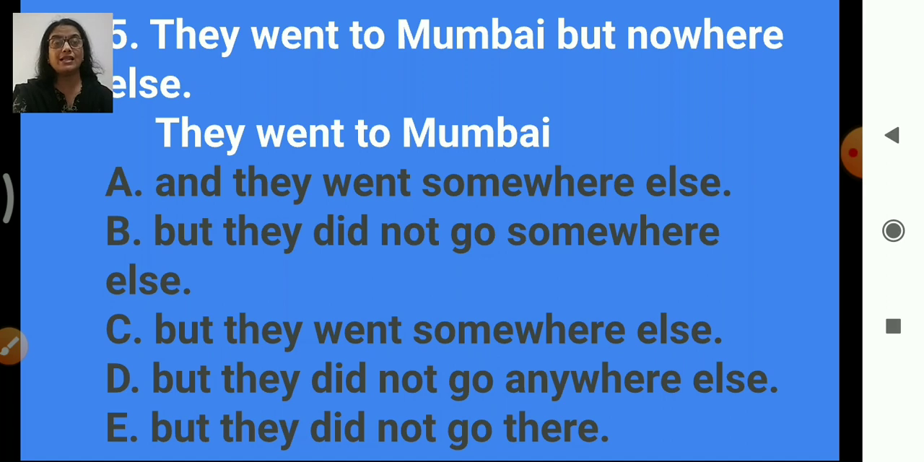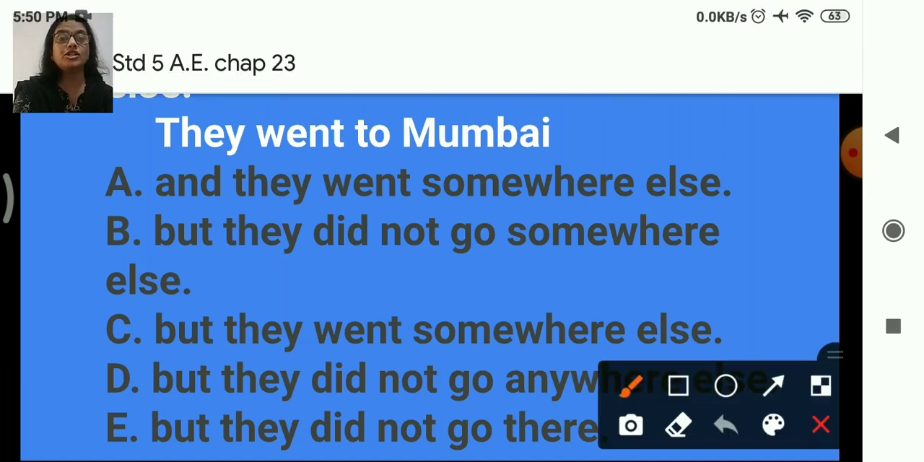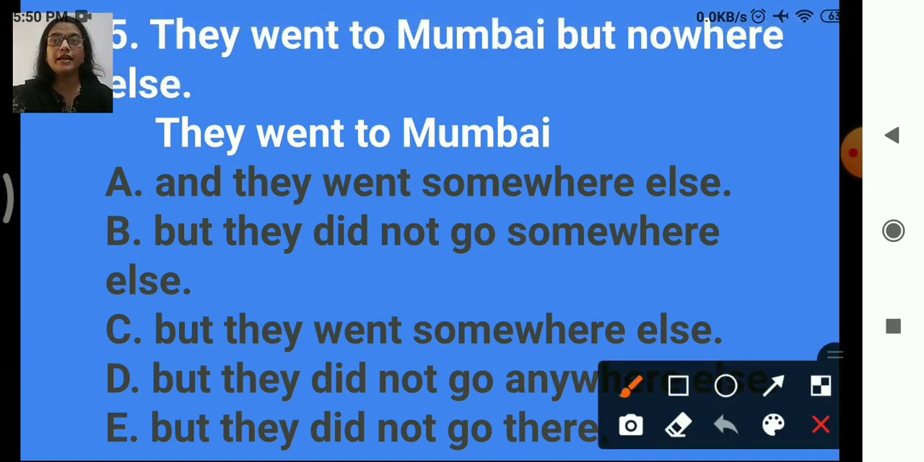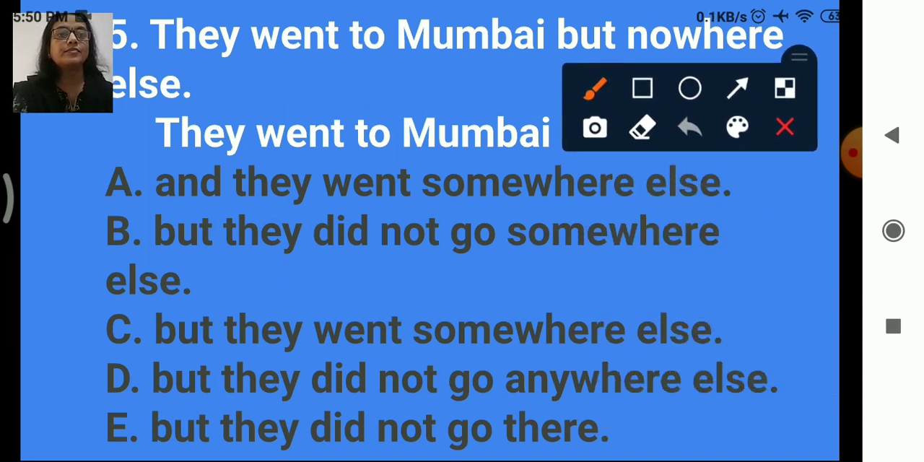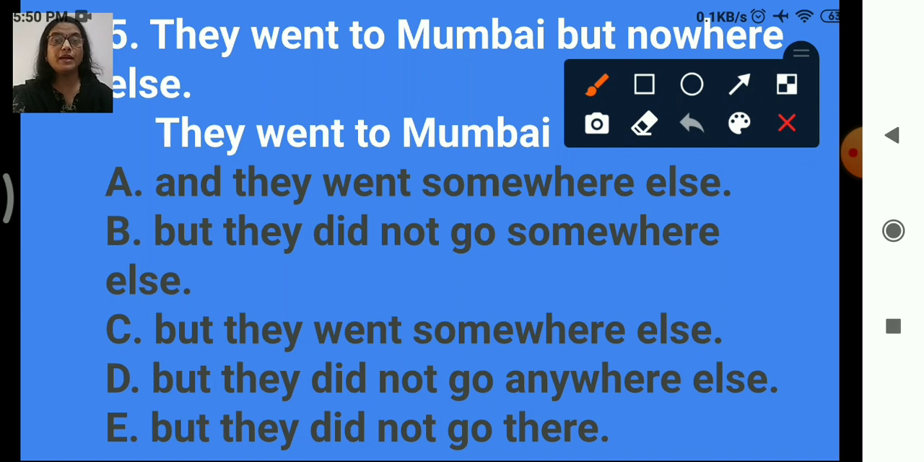But nowhere else. So which one is the correct one, children, here? Which option is the correct one here? Yes, can you see? Point out. They went to Mumbai but nowhere else. So the correct option is option D. But they did not go anywhere else. Right? Nowhere else. So they did not go anywhere else. Option D is the answer.